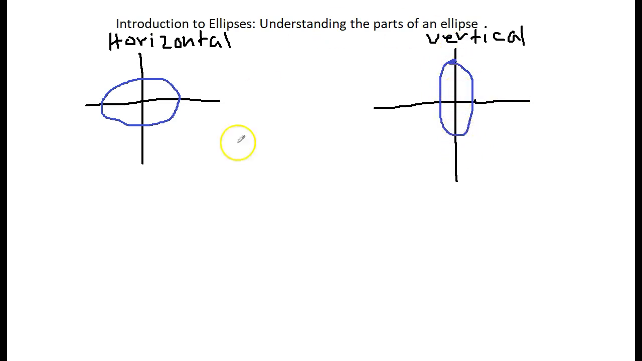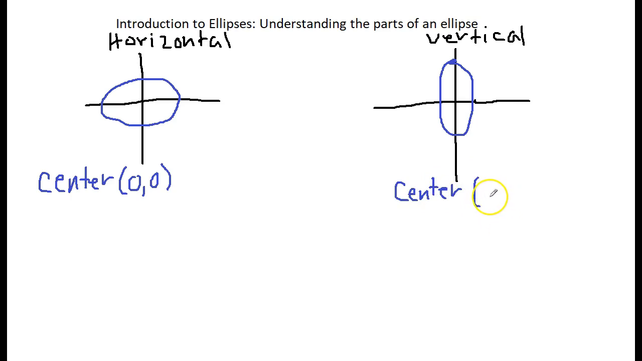Okay? Now, with both of these ellipses, my center is at 0, 0. Okay? We're doing that just to make this nice and easy for us. Later in the class, we will be going over ellipses that are not centered at 0, 0. But for right now, these are at 0, 0. Okay? We're going to call that origin our center.